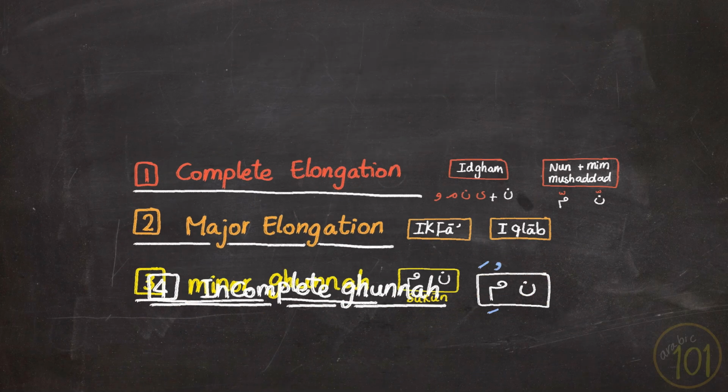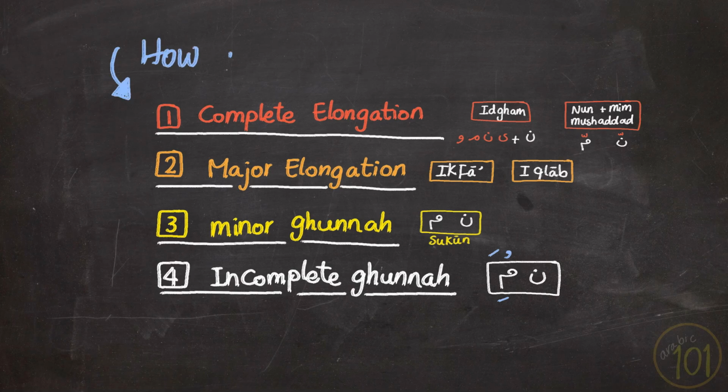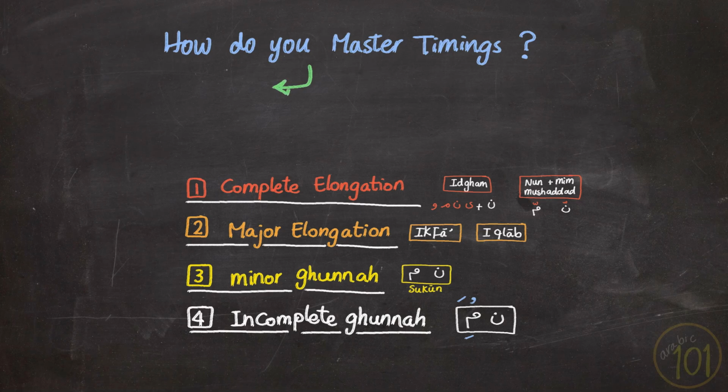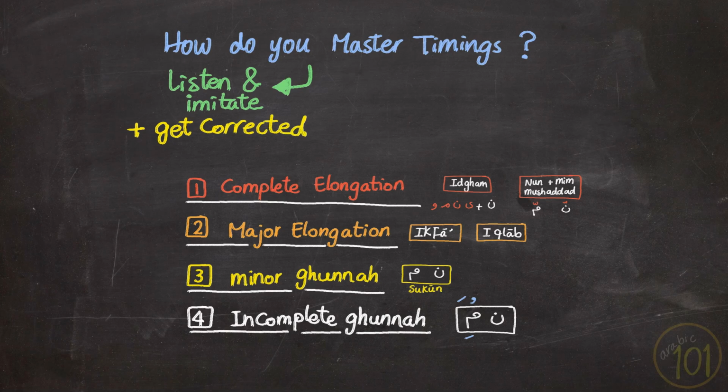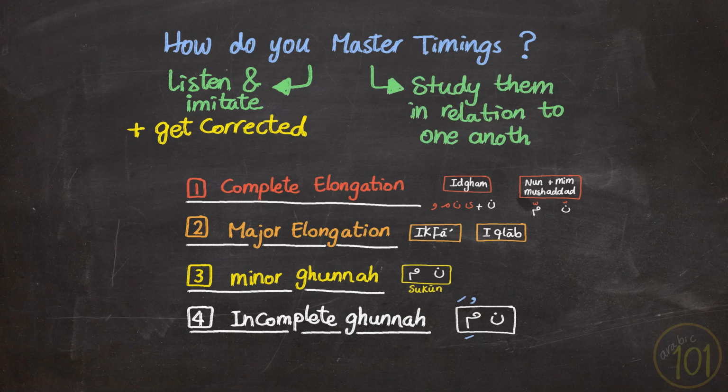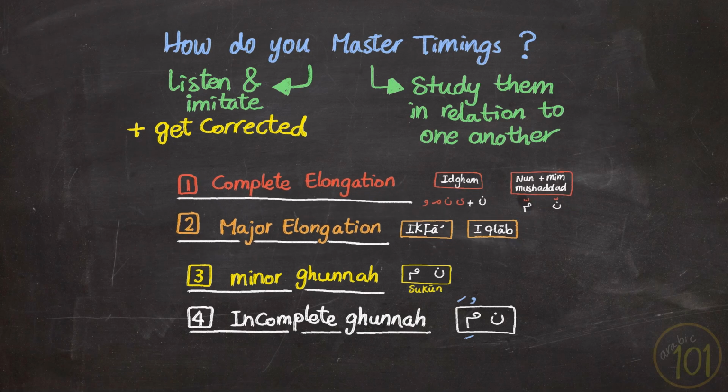Now, the most important question here is, how can you master the timings of these ghunnah degrees? First, and the best way, is by listening and imitating a proper execution and getting corrected by a proficient qari. This remains the most effective method to learn anything about the Quran. Second, practicing these degrees of ghunnah in relation to one another to master the slight differences between them.